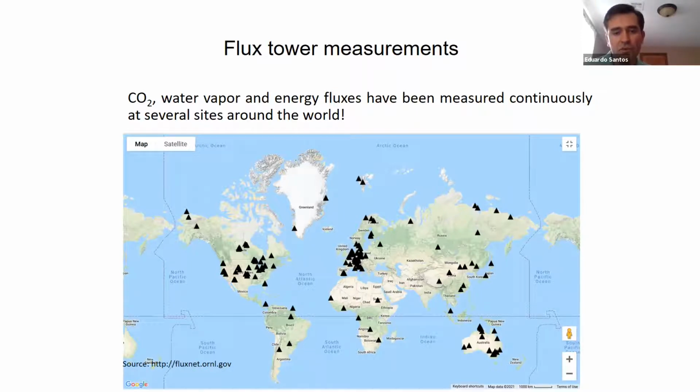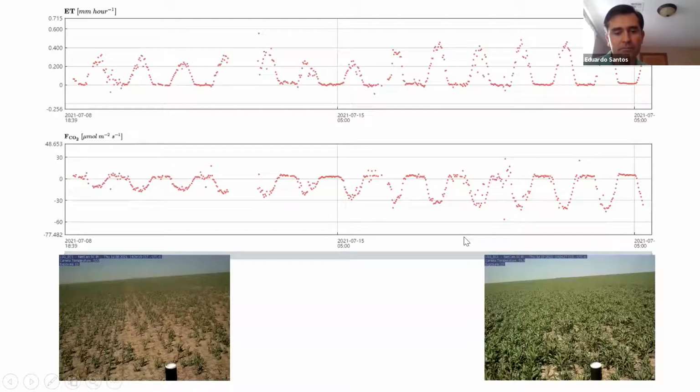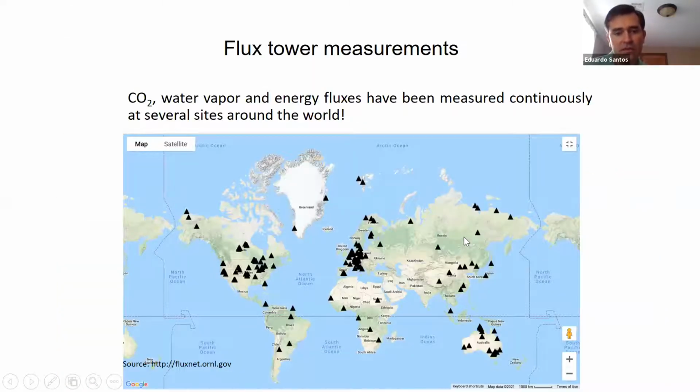Usually they try to focus on natural ecosystems. So we have, I think, a couple of them in the Konza, and then you see that they are not evenly distributed. You have more in North America, Europe, Australia, and then a few in South America and Africa. Not very evenly distributed because, I mean, most equipment is expensive.